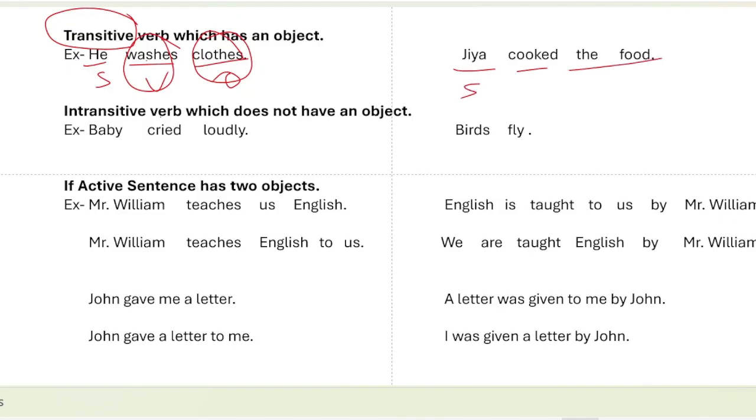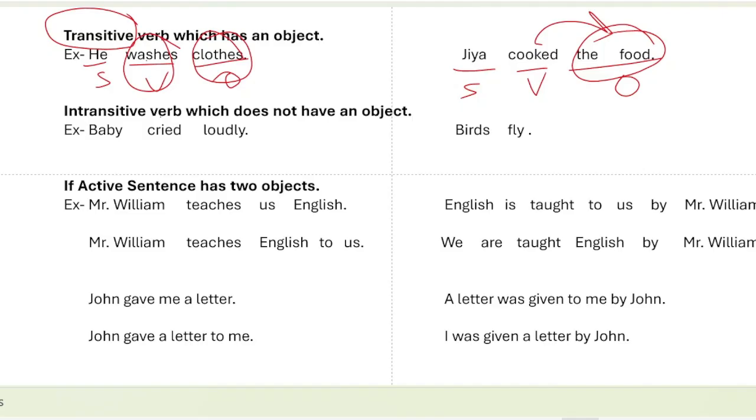Now, if you see another example, Jia cooked the food. So, Jia is a subject, cooked is a verb, the food is an object. Clear? Now here what kind of action is happening? Cooking is happening, right? And this cooking is happening onto what? It is happening onto food. This action is passing on to food. So that is the reason this is a transitive verb. Correct?